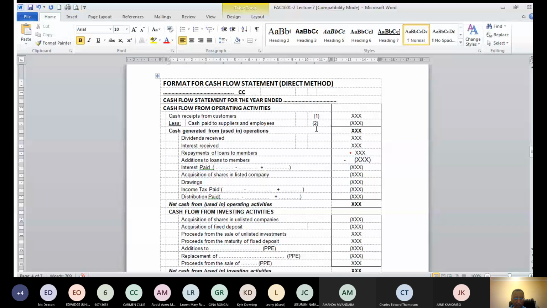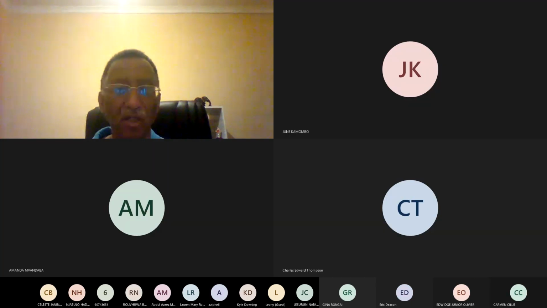So as far as the direct and the indirect method is concerned, you will see that the only difference comes in with the cash generated from operations. That's the only difference that you have, because all these items down after the cash generated from operations is the same, whether you do direct or indirect methods. Any queries, any questions before we go into the activities?